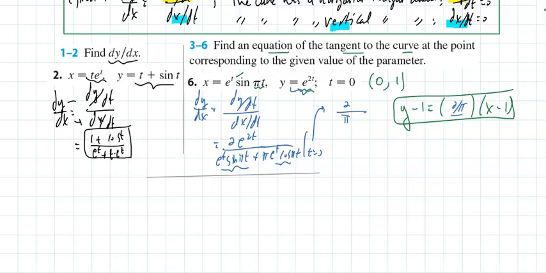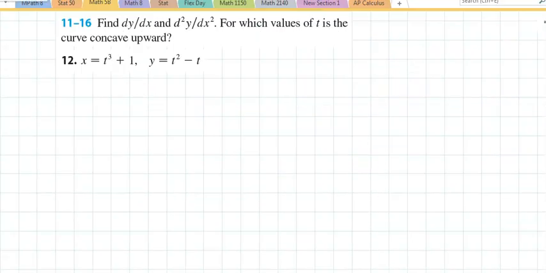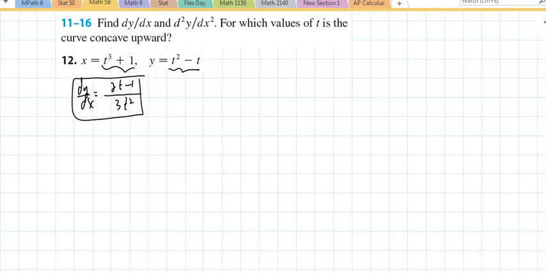The next problem I'd like to look at is the following. 11 through 16, find the first derivative and the second derivative. Well, let's do the first derivative. dy/dx is dy/dt over dx/dt. That piece is done. Now find the second derivative.